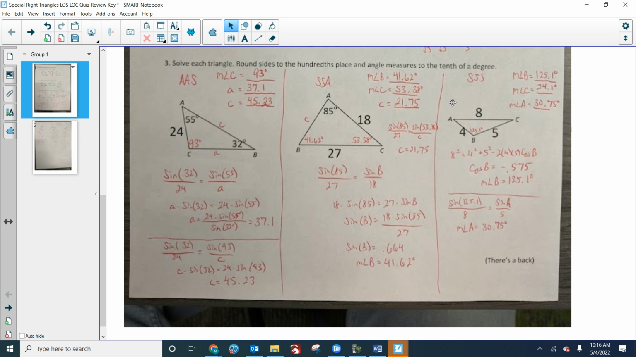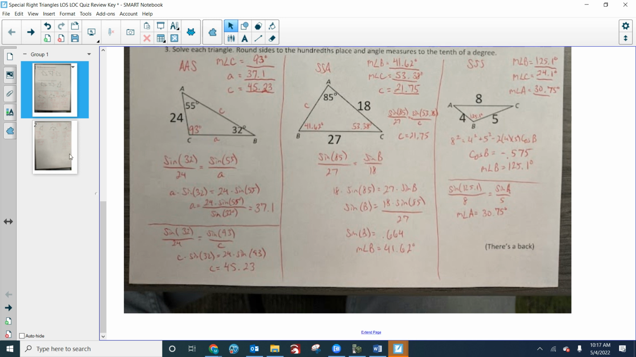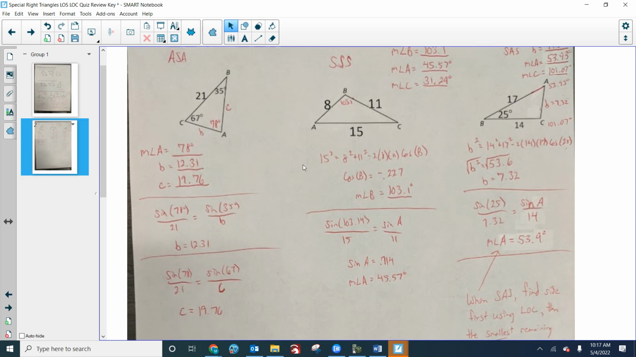Never. Never. Because if it's obtuse, cosine will give you that obtuse angle. If it's acute, cosine will give you that acute angle. And there's no other supplement of it because cosine can't give you the other option. There's no ambiguous case there. Questions on 3? All right. Continuing 3.